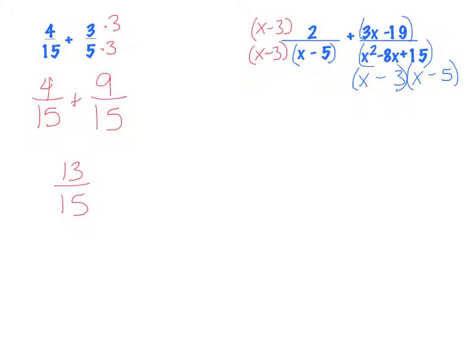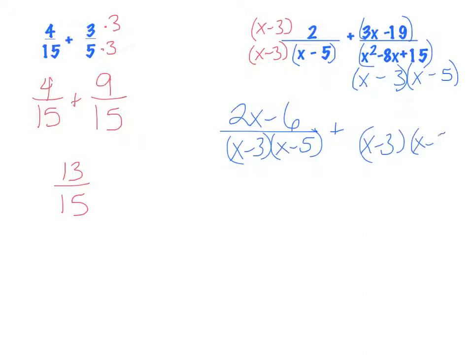So what I end up with then is a common denominator of an x minus 3 and an x minus 5. On the top, I'm going to take my 2 and distribute it. Plus, over here on the right side, there's nothing to do. I already had that common denominator. I'm just going to rewrite it.